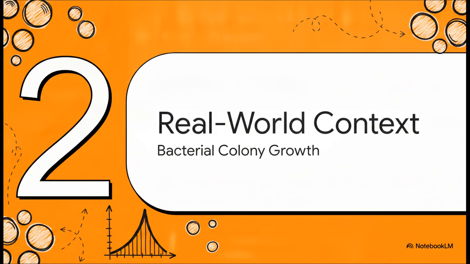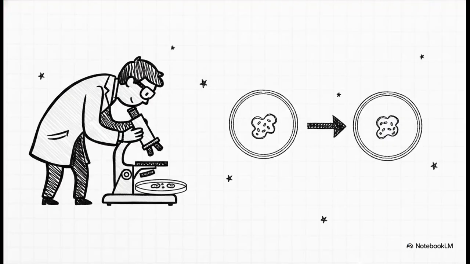Section 2, modeling a real-world context, bacterial colony growth. Now let's look at a created context and see how this builds into a real-world scenario that we can track mathematically. Imagine a scientist peering into a microscope, observing a bacterial colony in a lab. The colony starts with exactly 100 bacteria and is growing at a steady rate of 5% each hour. It's kind of crazy how fast these multiply.